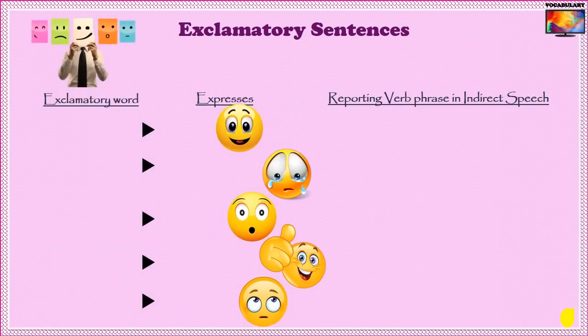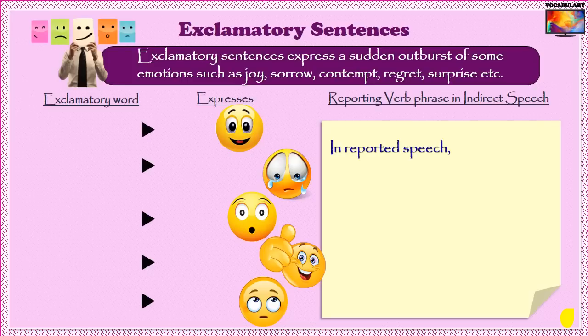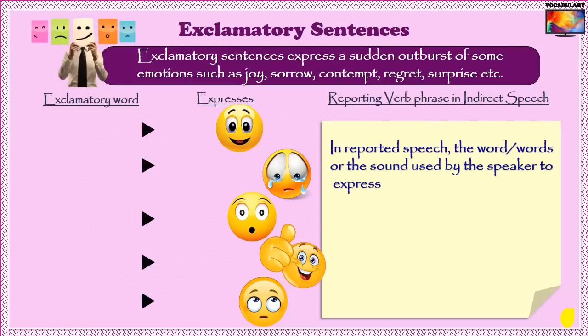And the last category, direct to indirect speech, is exclamatory sentences. Exclamatory sentences express a sudden outburst of some emotions such as joy, sorrow, contempt, regret, surprise, etc. In reported speech, the words or the sound used by the speaker to express an emotion is omitted.